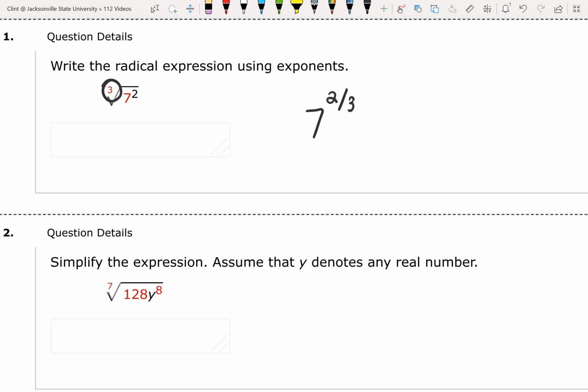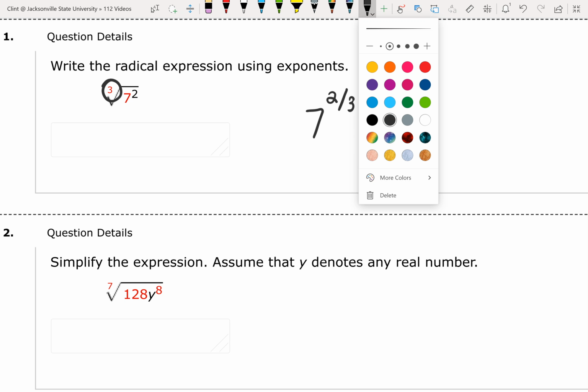Okay. Let me adjust my pen here a little bit, see if that works a little better.